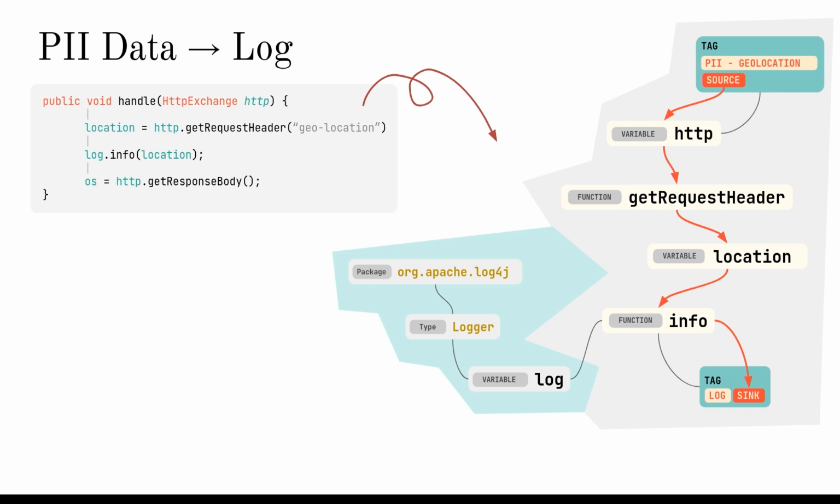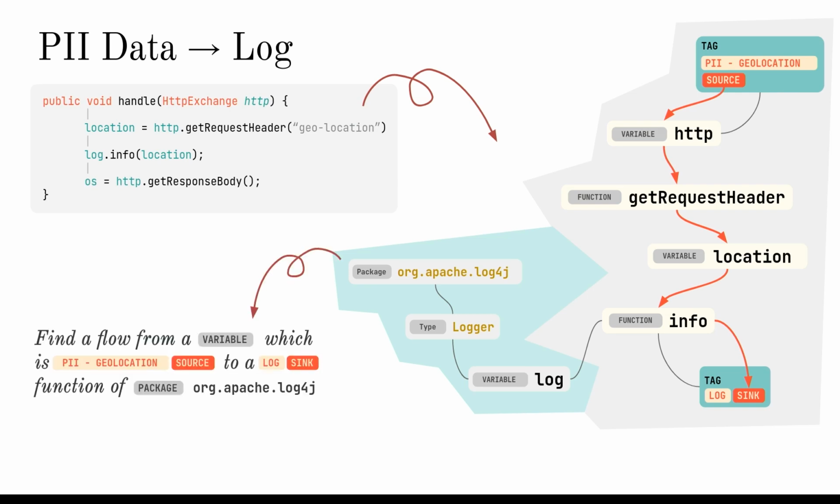And using this in your brain, you can answer questions like: find a flow from a variable which is from a PII geolocation source to a log sink function, which is of type package Apache Log4j. So you can literally answer these questions in plain English. The code is complex, but you're able to do this. We want machines to do the same thing. That's the idea.